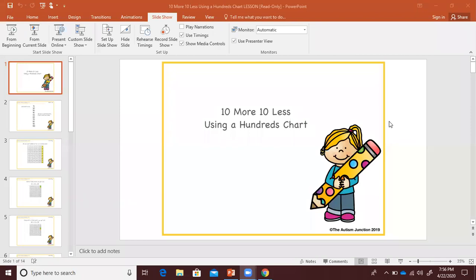Next, we're going to look at a PowerPoint presentation that's going to show us how we can use our hundreds chart to come up with 10 more or 10 less, or adding or taking away 10.